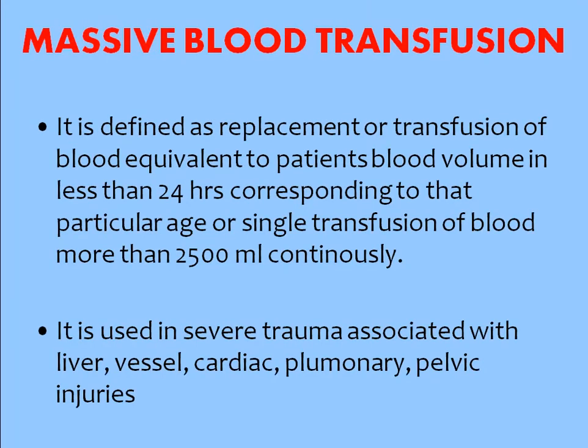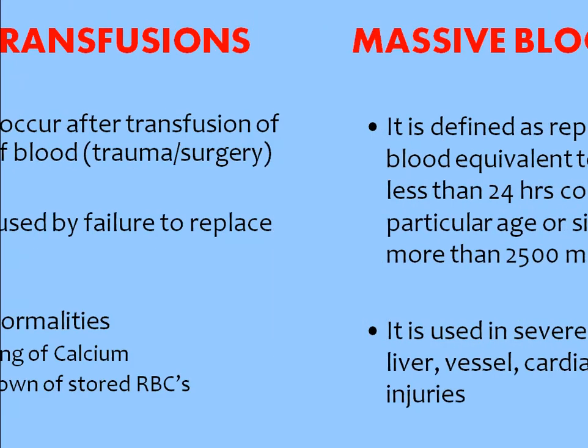So, massive blood transfusion. What is characterized as massive blood transfusion? It is defined as a replacement of the whole of the patient's volume of blood in less than 24 hours, or a single transfusion of blood that is continuously given, that is more than 2.5 liters. It is used in severe trauma, that is road traffic accidents usually, where there is continuous blood loss due to liver injury, major vessel injury, cardiac injuries, pulmonary or pelvic injuries.